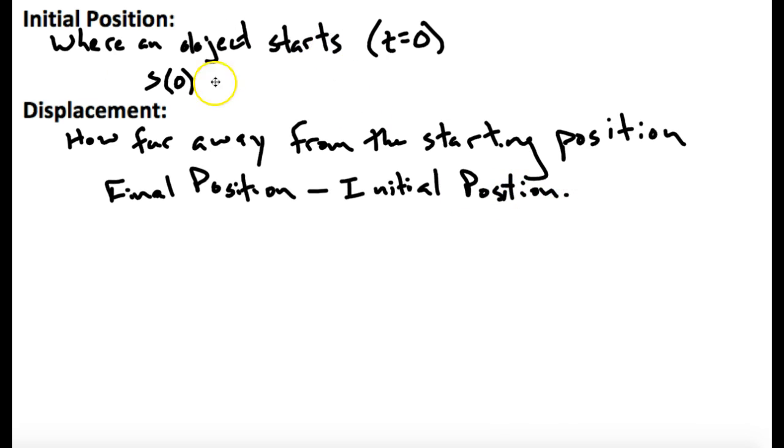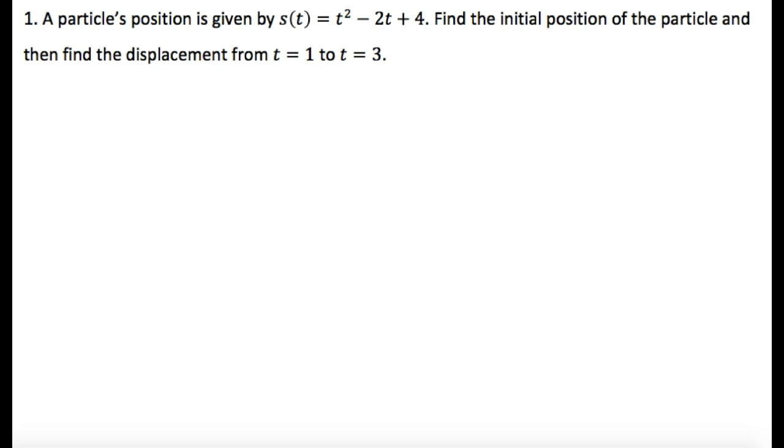Now, I guess I should mention for initial position, most of the time we're talking about t equals 0. But I mean, we could be saying, well, we're going to start at t equals 1 or something like that. Okay, initial position could be somewhere other than 0. Generally, we talk about initial position at 0, but it could be somewhere else. Right? So let's take a look at a couple examples of displacement real quick.